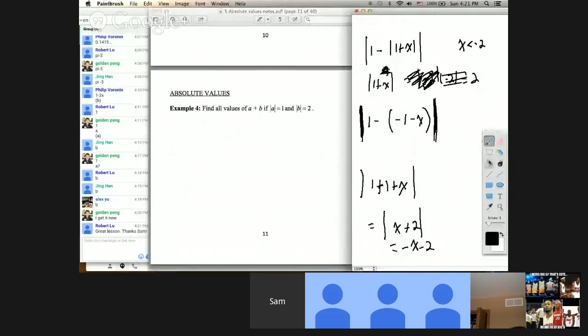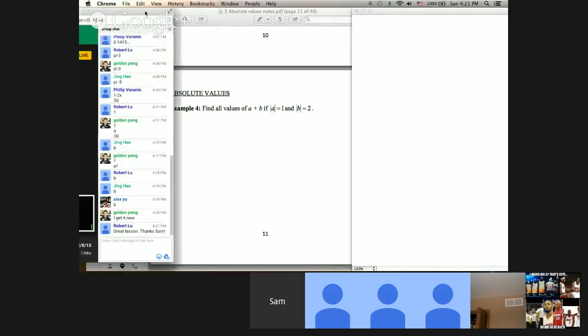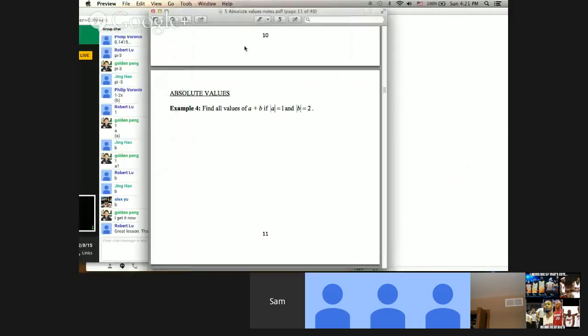Okay. Let's try example number 4. Find all the values of a plus b if absolute value of a equals 1 and absolute value of b equals 2.